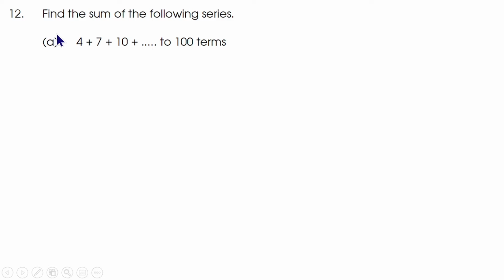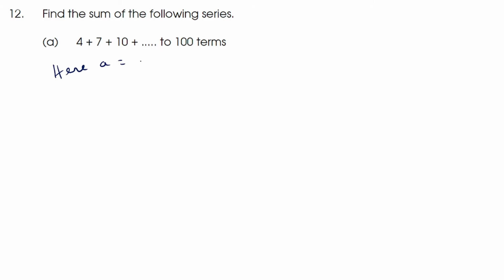The next question: find the sum of the following series. 4 plus 7 plus 10 plus up to 100 terms. So here the first term is 4, then we can find the common difference as the difference between any term and the preceding term, and the number of terms is 100. So using this information we can find the sum.